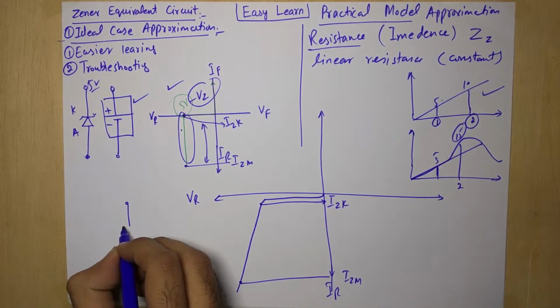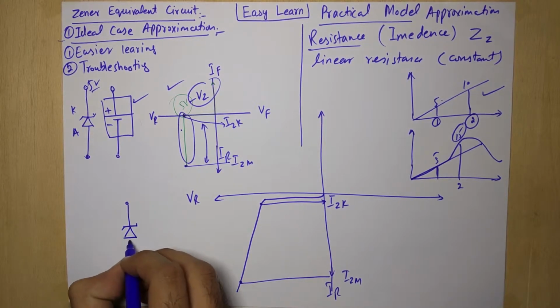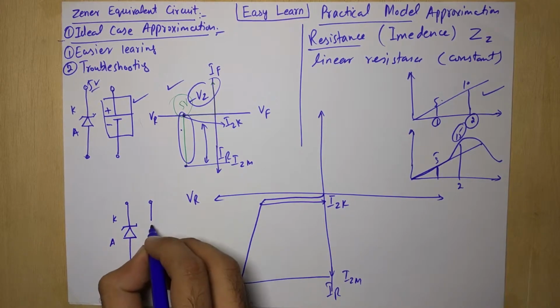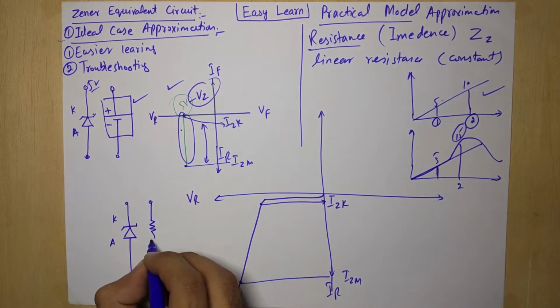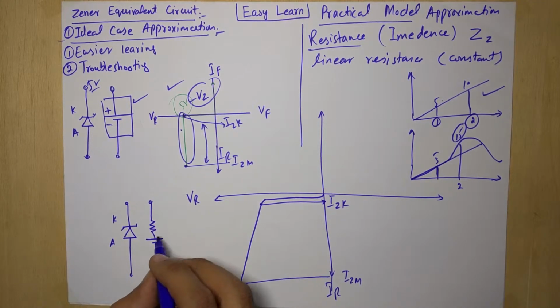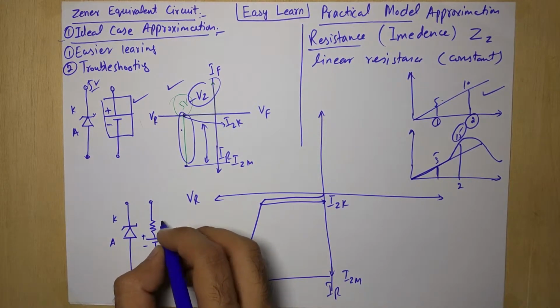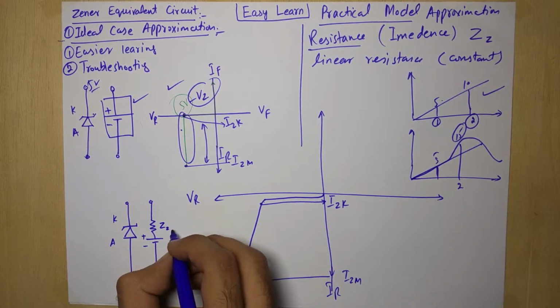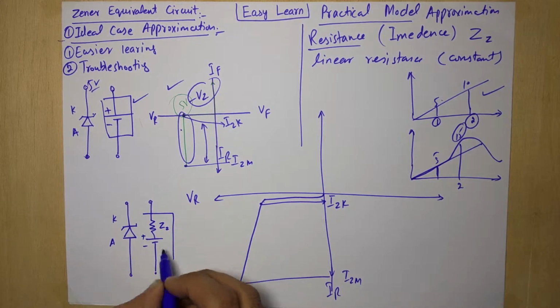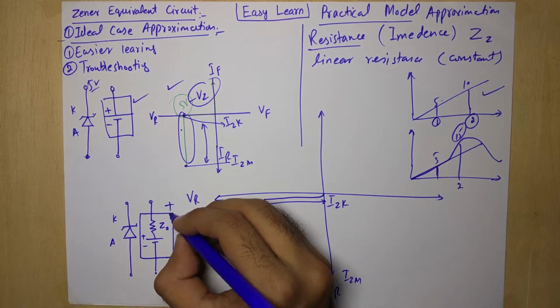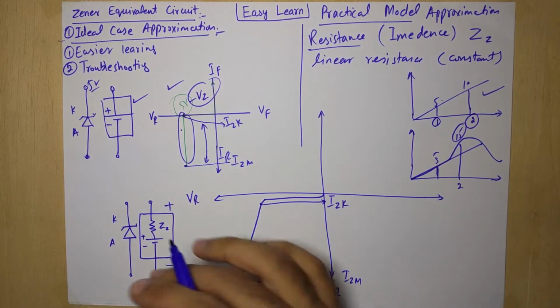Again, I draw the symbol. This is the anode, this is the cathode, and this is its equivalent circuit. Here a resistance is added, in series with the ideal battery. This is the positive and this is the negative, while this is the resistance called impedance, small z for Zener impedance, shown in the form of a block. Overall this is positive and this is negative in the cascaded circuit.